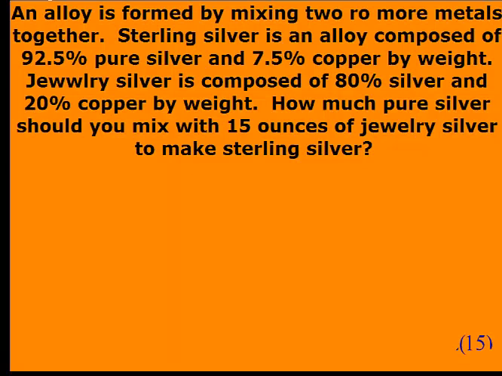So we have sterling silver. Jewelry silver is composed of 80% silver and 20% copper by weight. If you buy a silver ring, it's going to be an 80-20 split. How much pure silver should you mix with 15 ounces of jewelry silver to make sterling silver?